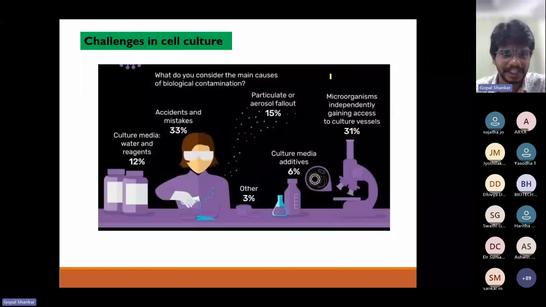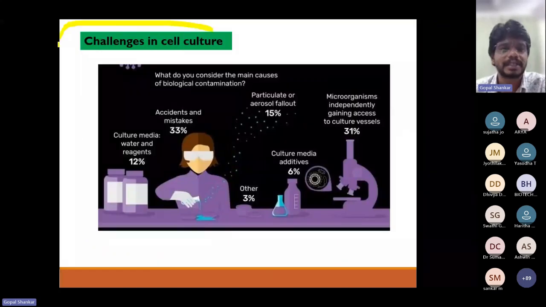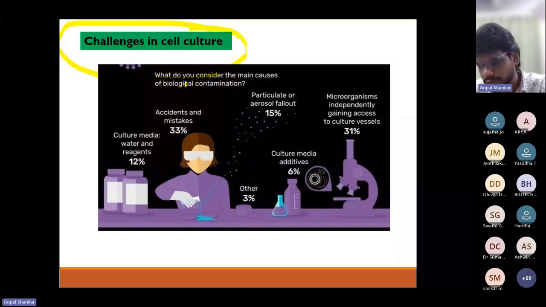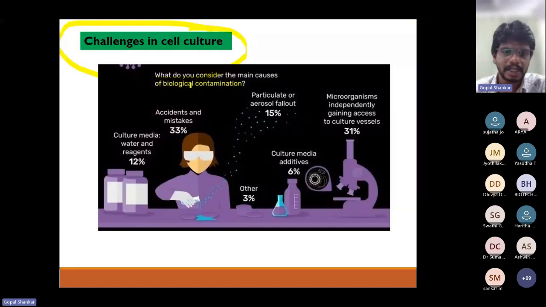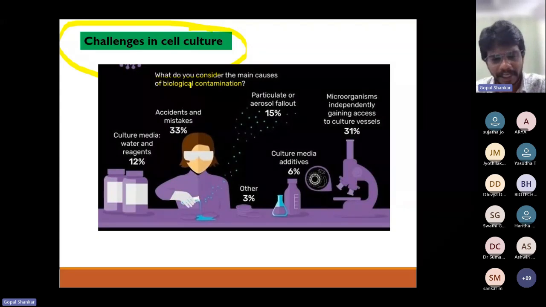And one important challenge that you have in cell culture is contaminations. So these contaminations are basically of two types. It can be either a chemical contamination or it can be a biological contamination. So chemical contamination can come from your chemicals that will basically harm your cells. And biological contamination is basically your bacteria or fungi or yeast, which comes along with your personal hygiene.